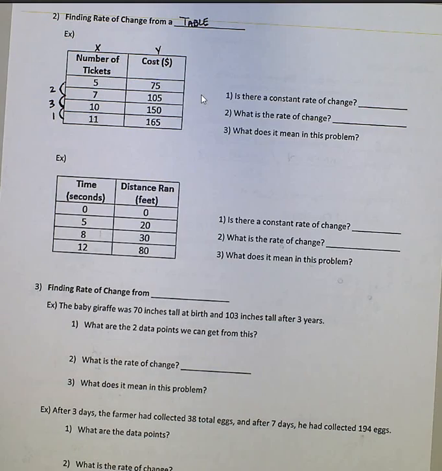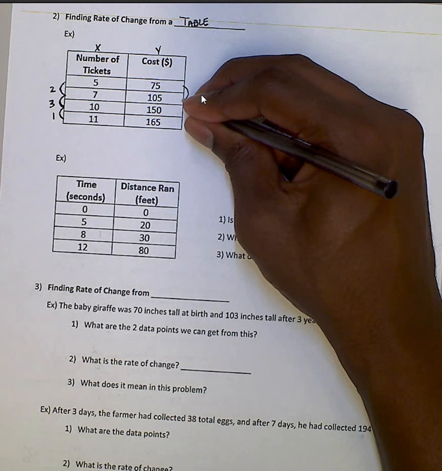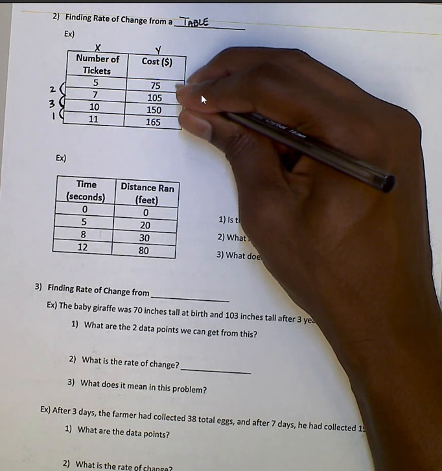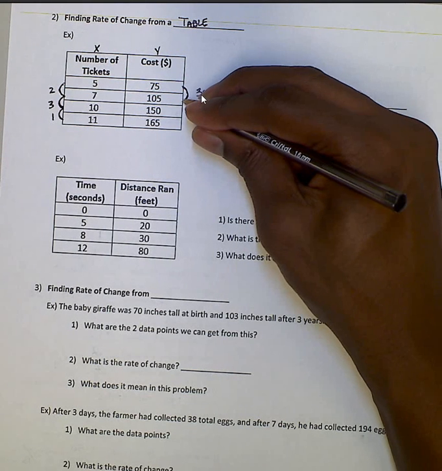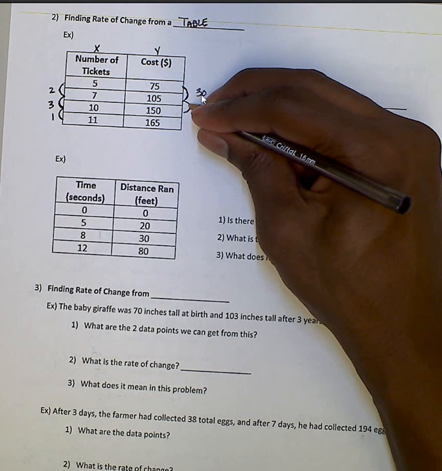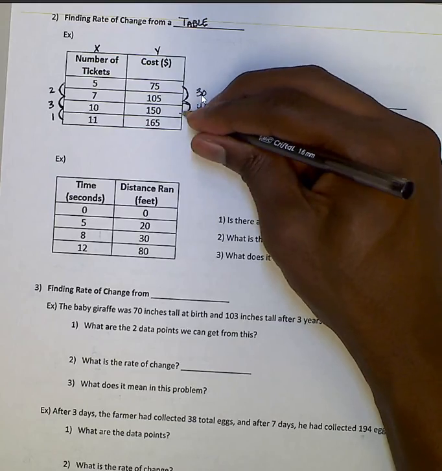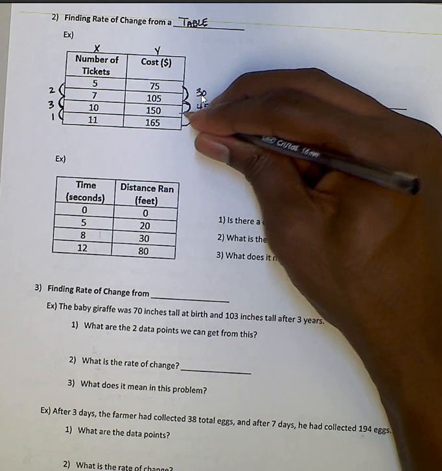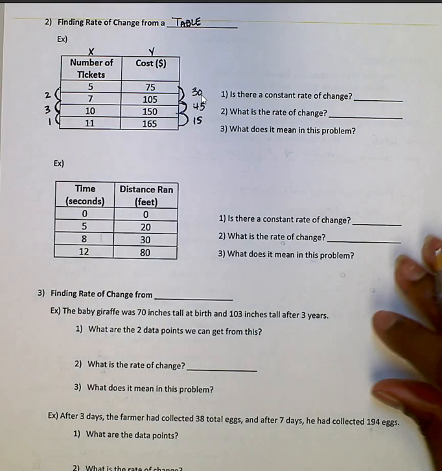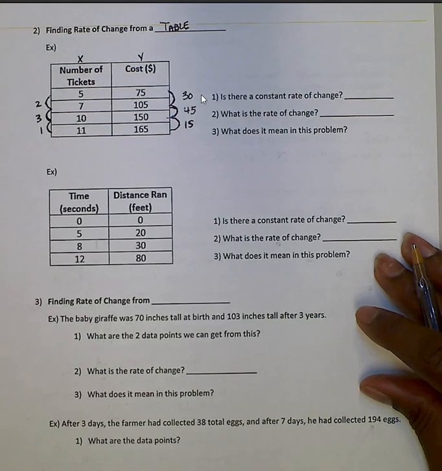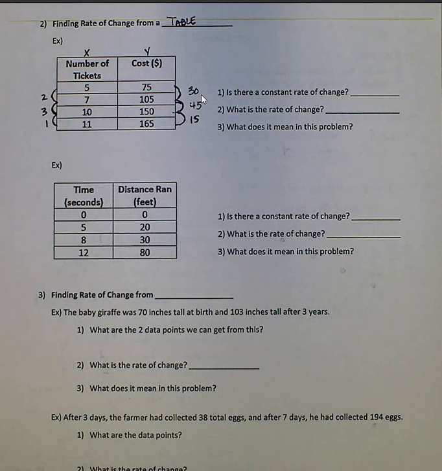Now on this side we're going to see how much that's changing as well. From 105 to 75 is 30. From 105 to 150 is 45. And from 150 to 165 is 15. You'll notice that all these numbers are different. But we need to see, is this a constant rate of change? Because if it is constant, then we know that it's going to be a line. And if it's not, we know that it can't be a line.